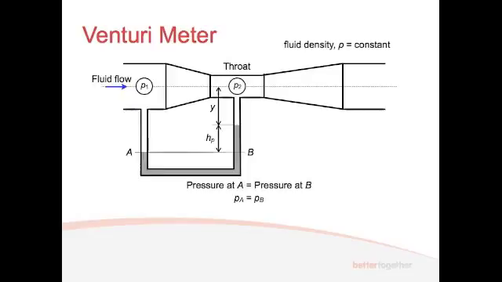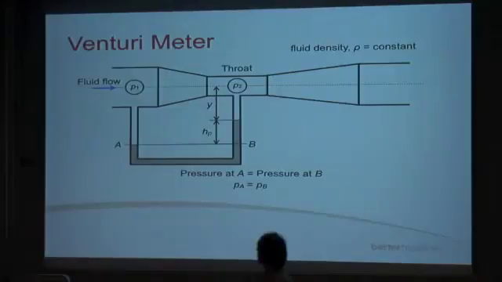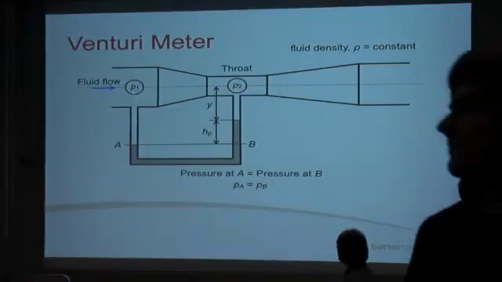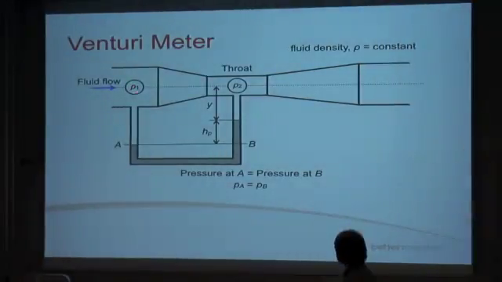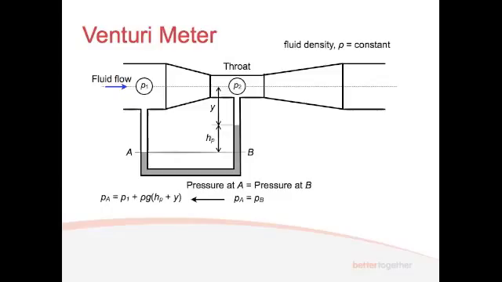But what are PA and PB? Well, we can work them out. They're very simple calculations. We know that the pressure at A is going to be the pressure P1, which is the static pressure, plus the amount of fluid above P1. So if we had water there, then we'd have the pressure at P1, and then we'd have the amount of water above P1 to the point A.